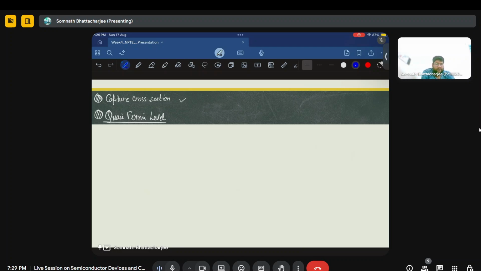So what is a quasi Fermi level? Up until now we have learned that in an intrinsic semiconductor we have a Fermi level, right? At first we termed it the Fermi level, the basic Fermi level. After that, we assigned the name intrinsic Fermi level. So if we draw it out, it would look like this.